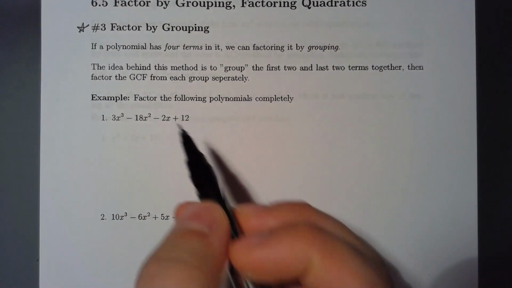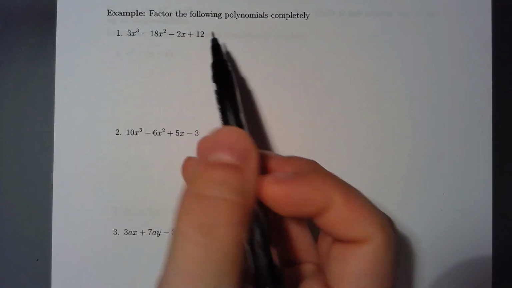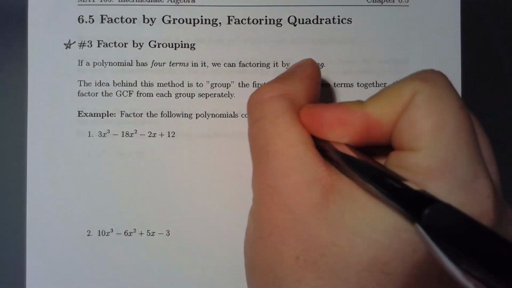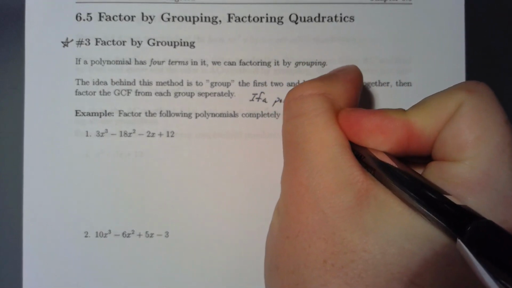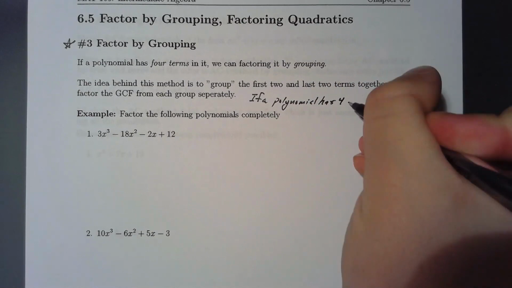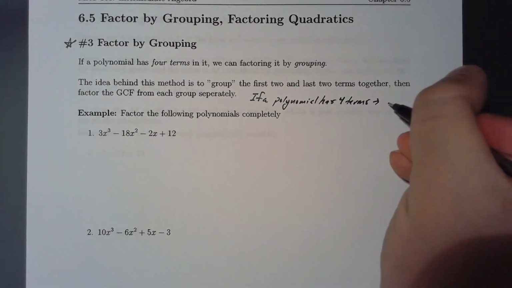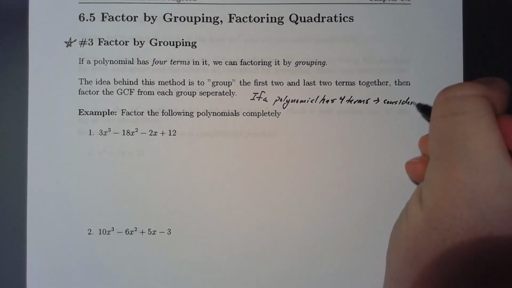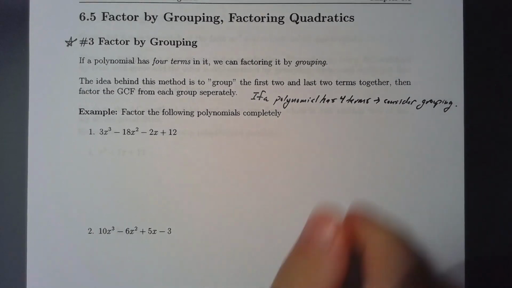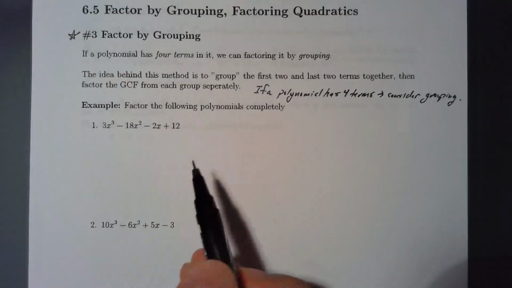So, if I look at these, all 3 of these polynomials that we have here, they all contain 4 terms. So, if a polynomial has 4 terms, you should consider using grouping. So, since we have a 4-term polynomial here, we're going to consider factor by grouping.